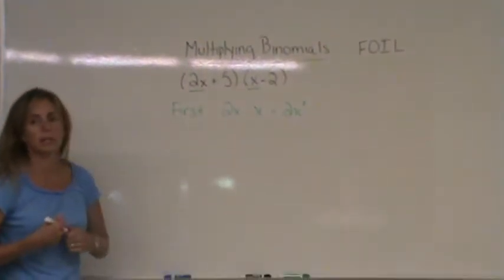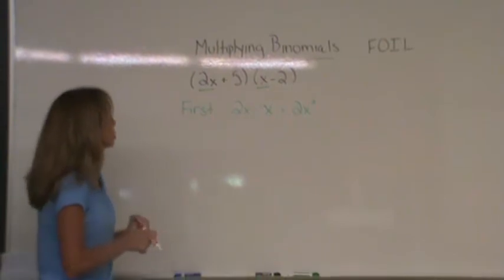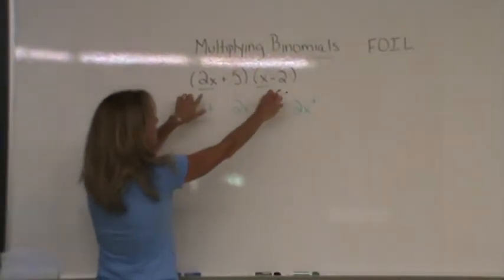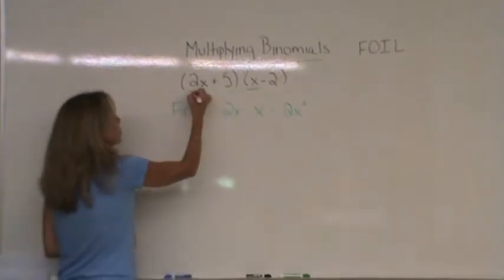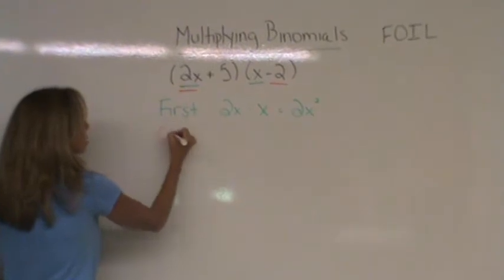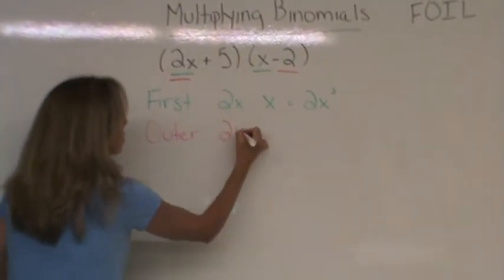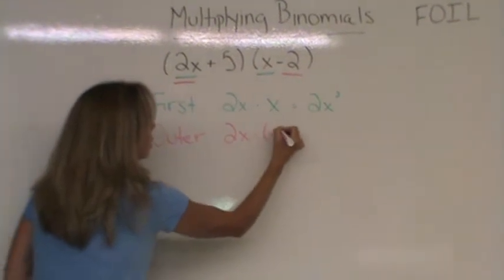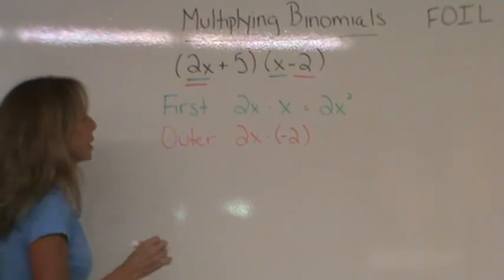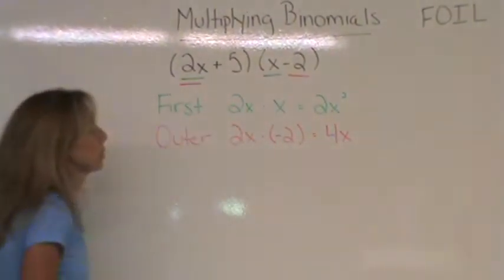O stands for our outer terms. And the outer terms are the two outer terms in each binomial themselves, the 2x and the negative 2. So O, standing for our outer terms, is 2x times negative 2. And don't forget that negative sign follows the negative 2. And that leaves us with negative 4x.